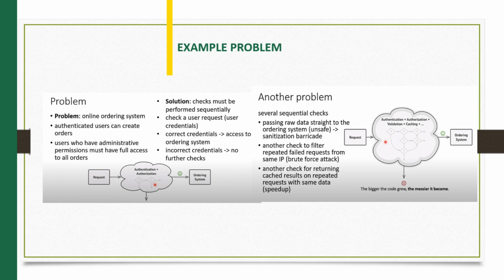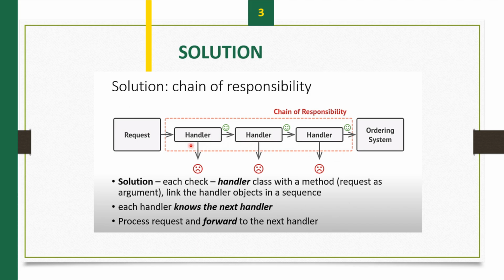Next is handling different types of requests flexibly. The problem is, different requests might need different handling. If the sender has to know all possible handlers, it gets complicated. So the solution is, in this pattern, each handler in the chain checks if it can handle the request. If it can, it processes the request. If not, it passes it to the next handler in the chain. This way, different types of requests can be handled flexibly and independently.